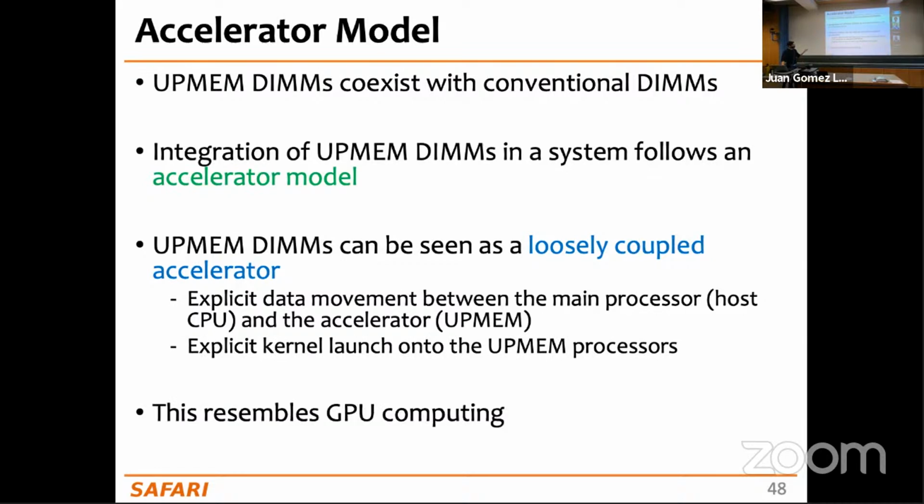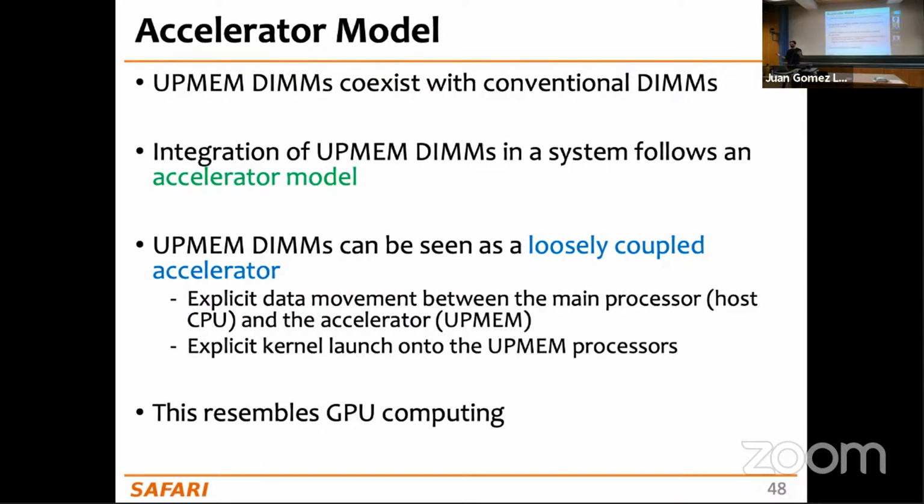In some sense, this resembles GPU computing. If you are familiar with GPU computing, especially if we are using discrete GPUs, we have to do this. First of all, we need to copy the input data from the main memory of the CPU to the global memory of the GPU, then launch the execution of the kernel on the GPU, and then when the kernel finishes, we can retrieve results and bring them back to the main memory.